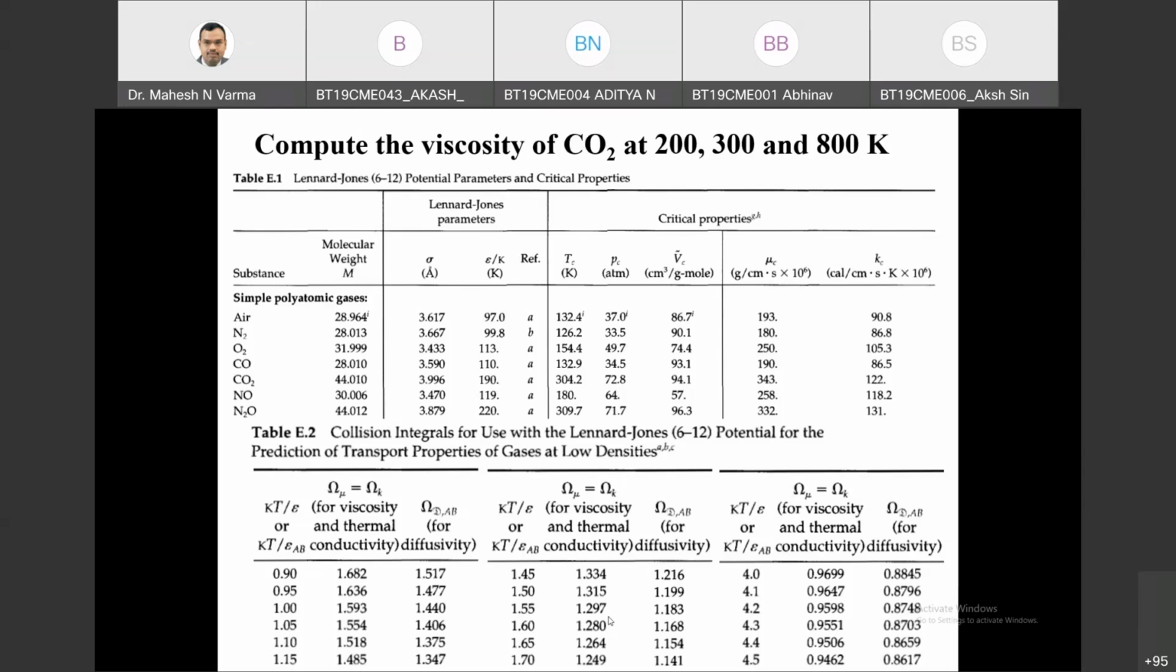Sir, it's 1.49 approximately, 1.49 into 10 to the power minus 4. Yeah, that's all. 1.49 into 10 to the power minus 4 gram per centimeter second. Very good. You should not miss the unit.